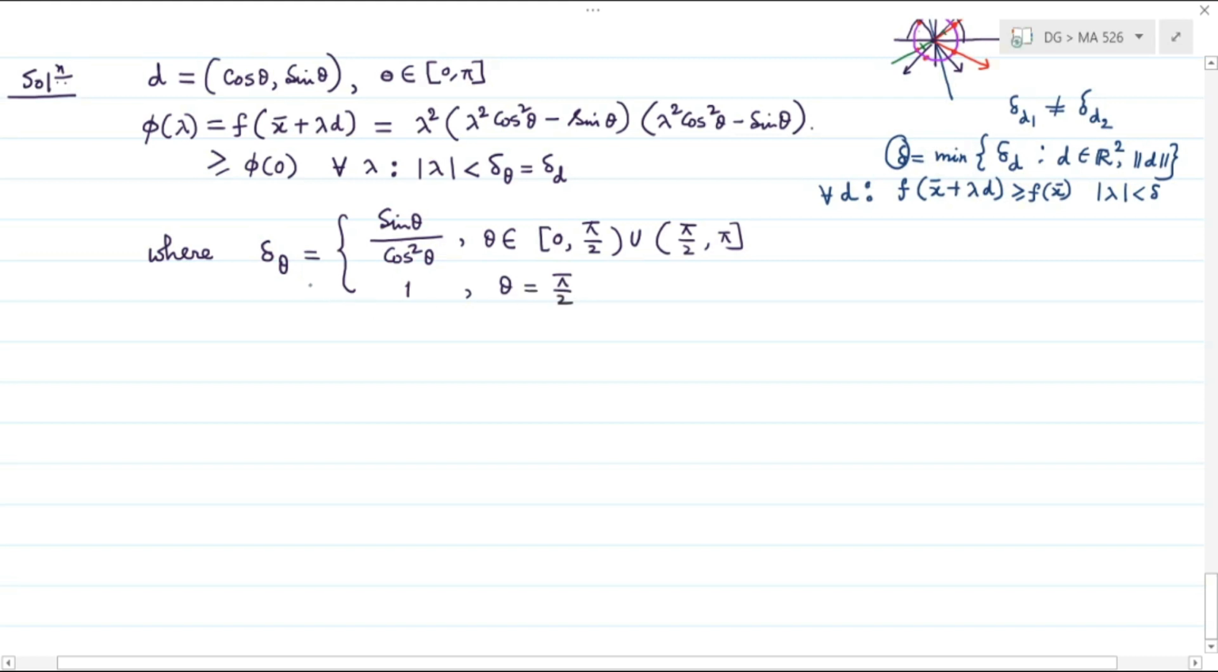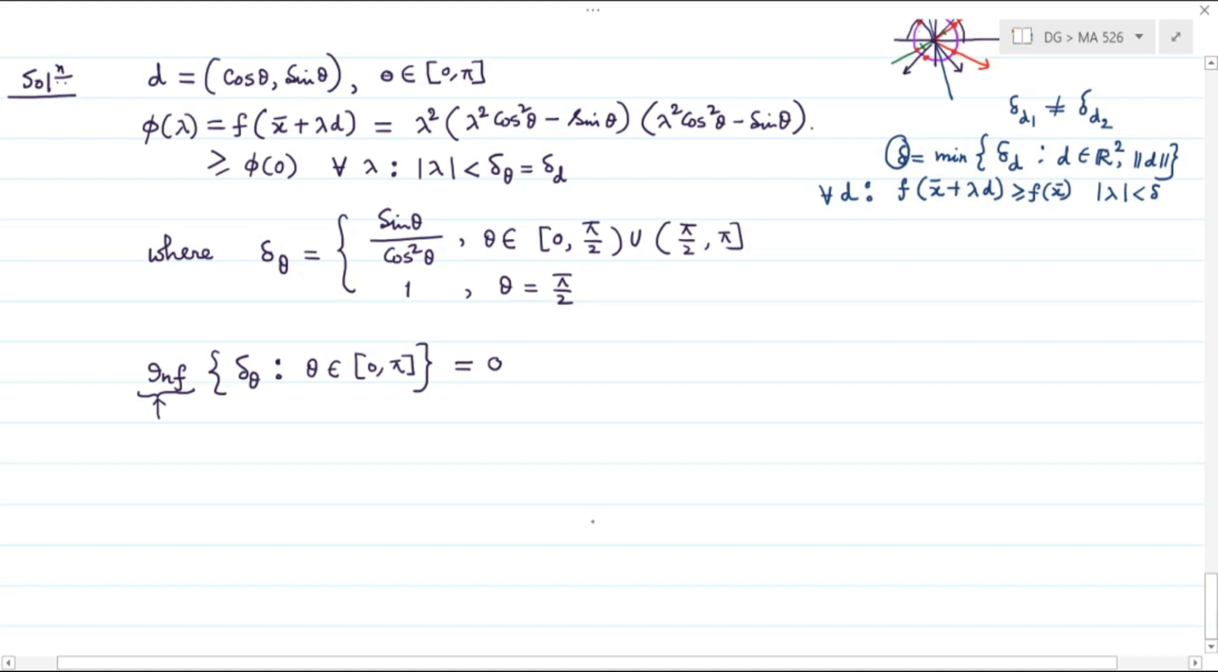With this delta theta, the result that phi lambda is greater than phi 0 will be proved, and that will prove the inequality we require, f of x bar plus lambda d greater than or equal to f of x bar for all modulus of lambda less than delta of d. And here you note that the infimum of delta theta, I guess by now you know what we mean by infimum, is equal to 0. Fine. And the other part, that x bar is not a local minimum, is already proved because it is a saddle point, which we have already proved.